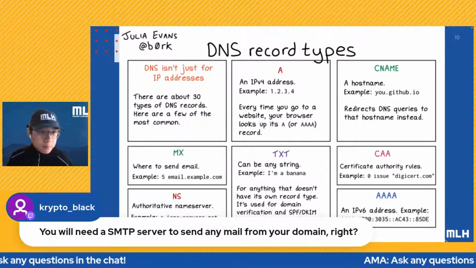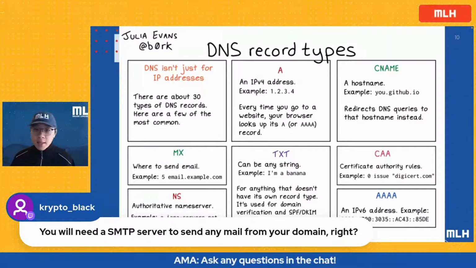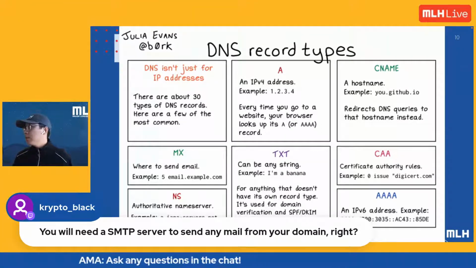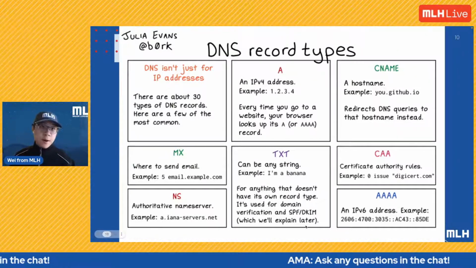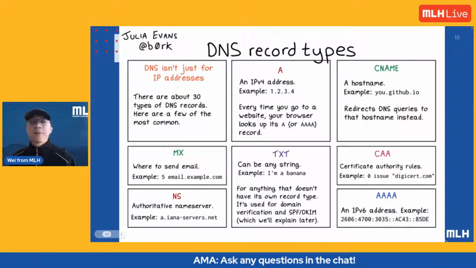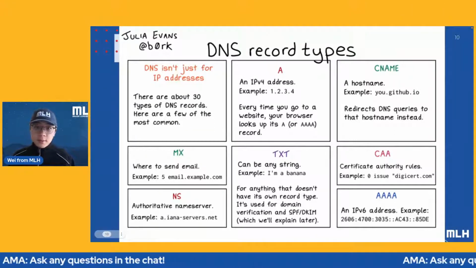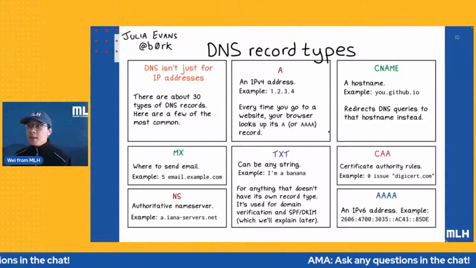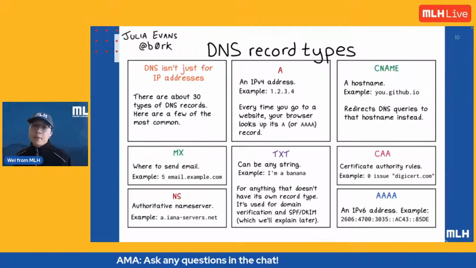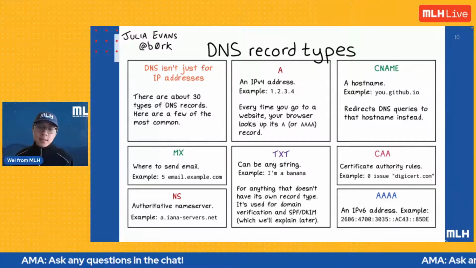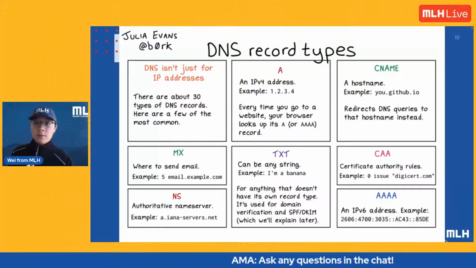So Crypto Black says you will still need an SMTP server to send mail from your domain. That is correct, and we will get into it in part 3. So any questions so far about our very brief overview of DNS and the different record types? You don't have to know too much. You just need to know we need to set up some DNS records, and MX is where email goes, where your domain specifies the email server.